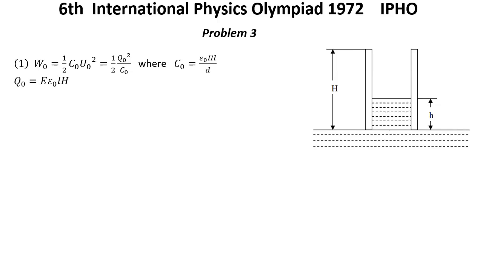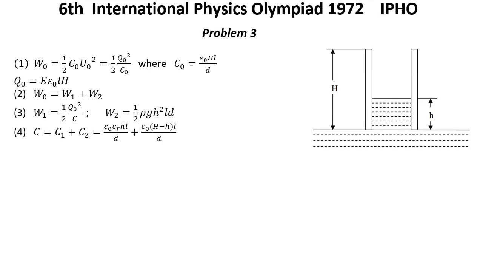So initially we have electric charge Q0 equal electric field multiplied by epsilon 0 and multiplied by L and big H. So we have W0 equal W1 plus W2, where W1 equal total capacitance, which is 1/2 Q0 square over C, and W2, that's potential energy, which is 1/2 rho G H square L D. Now we can count what is the total capacitance. That will be C1 plus C2, which is this expression.